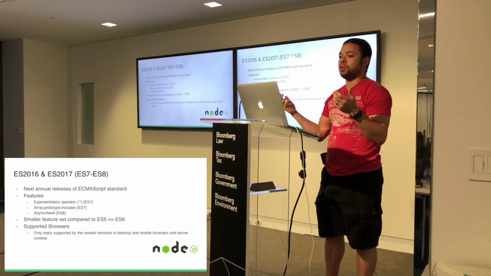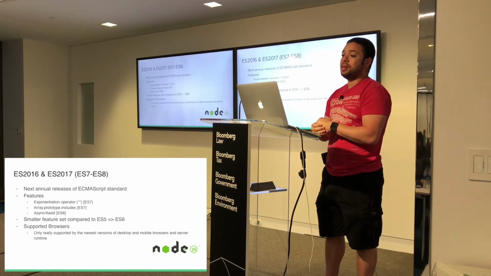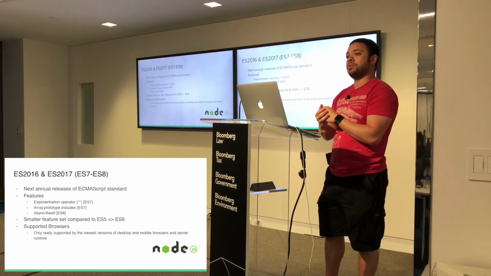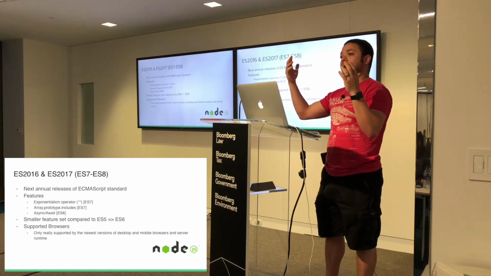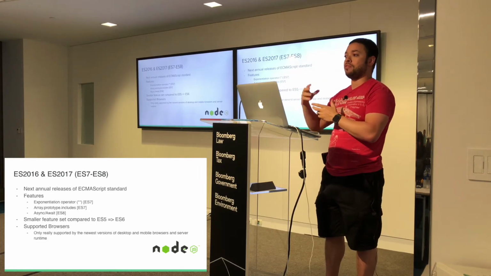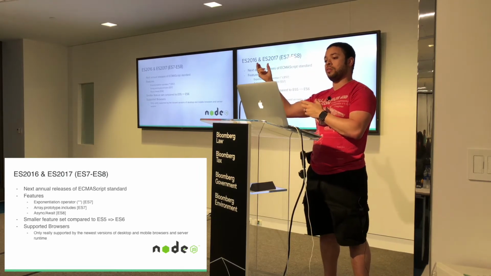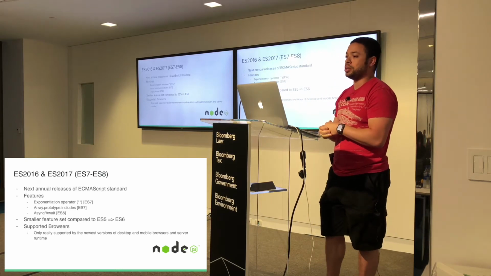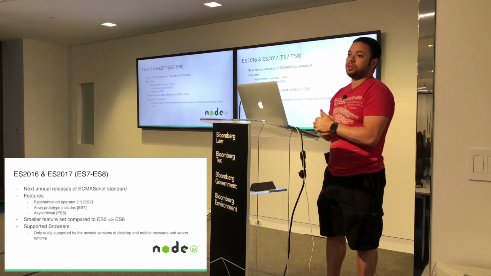So for ES7, aka ES2016, you have the exponentiation operator, which means that you don't have to use Math.pow anymore. They have a numerical operator for that. It's the double asterisk, as well as Array.prototype.includes. It's a very useful feature.